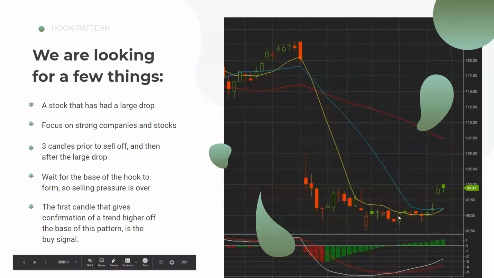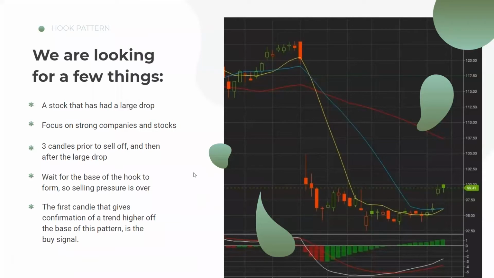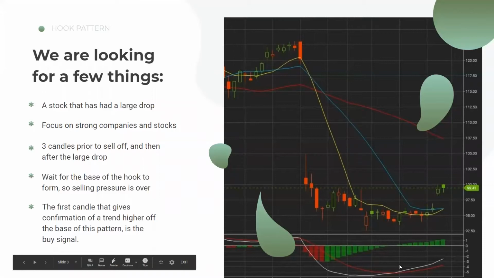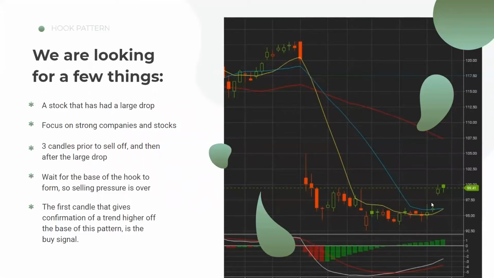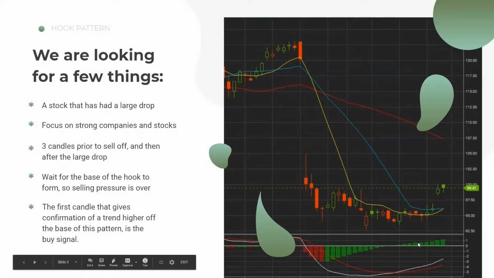You can see where they're consolidating. The first candle that gives the confirmation of a trend higher off the base of this pattern is the buy signal. So you can see you're getting the buy signal. And what we're doing here too is utilizing part of our trade plan. You're looking at that MACD, making sure that's crossed and looking good. That already gave the buy signal, which it should have if you have a solid base support area, and then that climb above the 10 and 20. The MACD is always going to help you out.